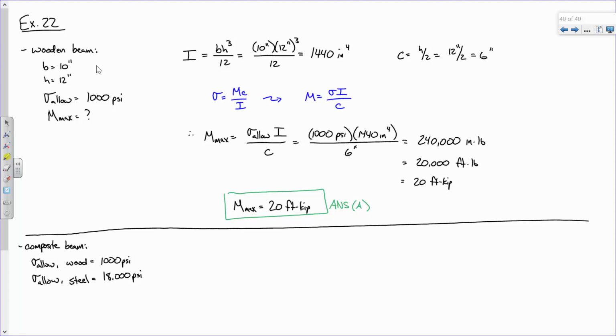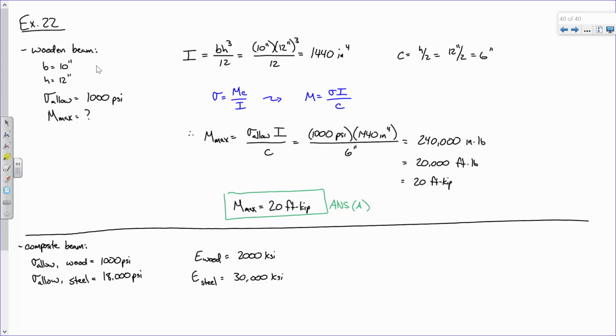All right? Now, there's a couple other material parameters I need to look up. I have the E for the wood and the E for the steel. Now, for this problem, the wood has an E value of 2,000 KSI, and this is 30,000 KSI. Okay? Everybody okay with that?